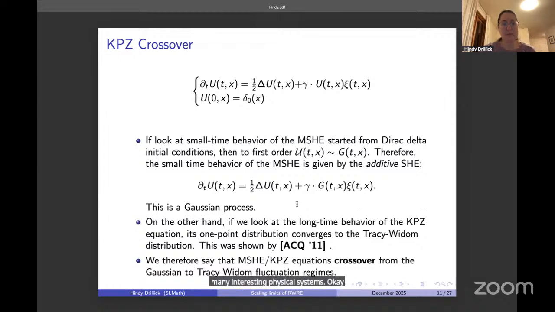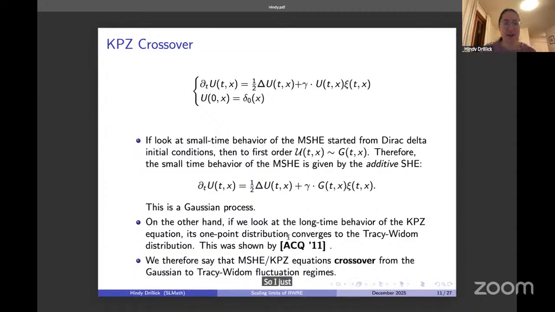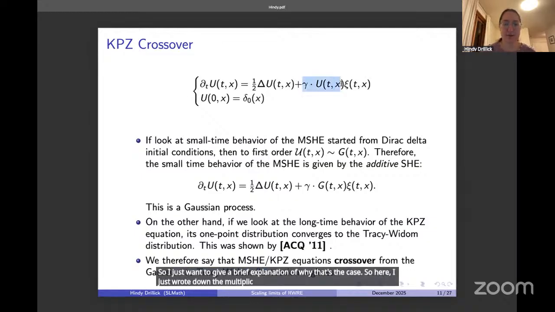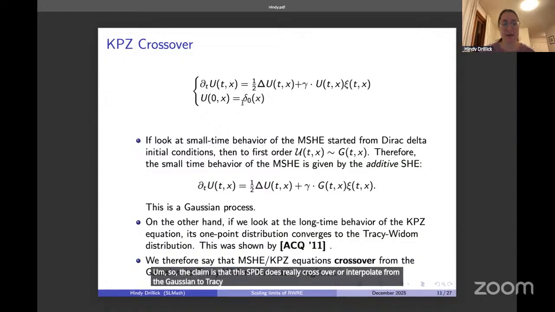Okay, so I mentioned that the multiplicative stochastic heat equation, or the KPZ equation, is serving as this crossover between the Gaussian and Tracy-Widom distributions. So I just want to give a brief explanation of why that's the case. So here I just wrote down the multiplicative stochastic heat equation with this multiplicative noise starting from the Dirac delta initial condition. So the claim is that this SPDE does really cross over or interpolate from the Gaussian to Tracy-Widom behavior.